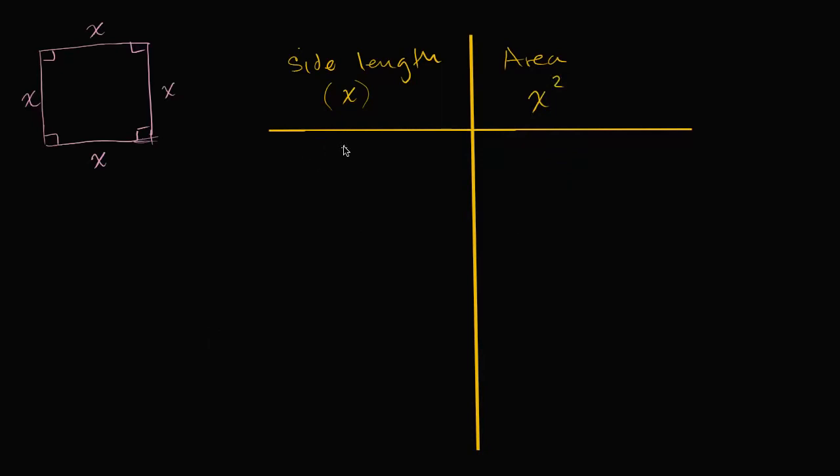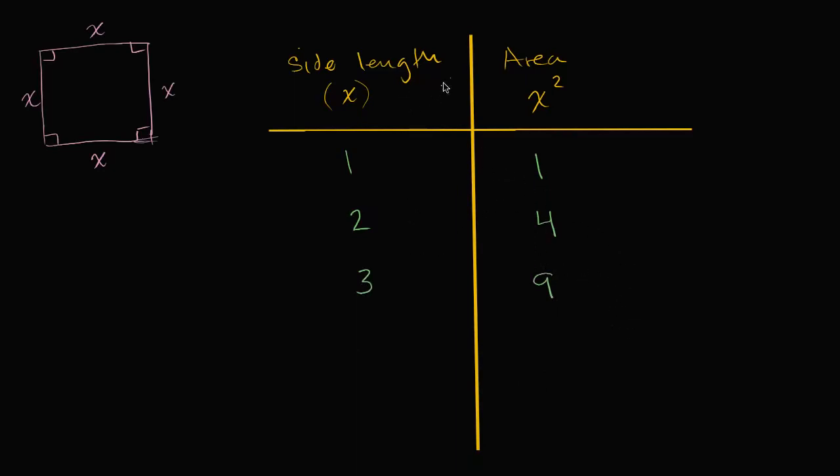So if x is equal to 1, the area is going to be 1 times 1, which is still 1. If x is equal to 2, the area is going to be 2 times 2, which is equal to 4. If x is equal to 3, the area is going to be 3 times 3, which is equal to 9. And I could keep going, but I think this is enough. These are enough points to think about.